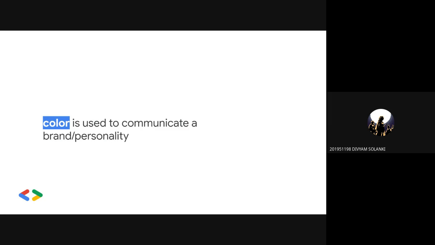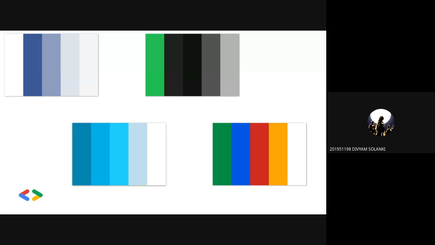Okay, so next thing we look at is color. Color is basically used to communicate a brand or personality. We will see an example regarding this. Next slide. Okay, so everyone just take a moment and think about what famous company you think of after you look at the color. The first one, top left one, the blue color one, just write in the chat box. What company do you think of when you look at this color palette?